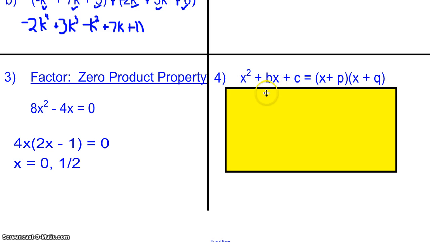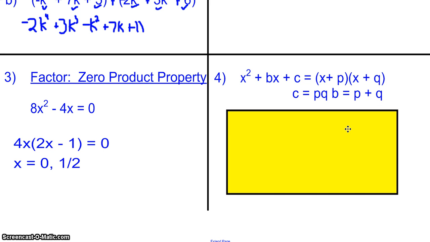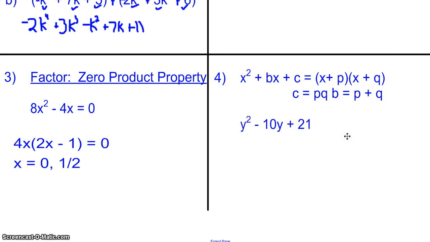B, the middle term, is a combination of what you get when you multiply the outside inside, and you end up adding p plus q, right? C ends up being p times q, the last terms. So we looked at this rule after we actually tried factoring a trinomial. So look at that rule. Now let's factor this trinomial.